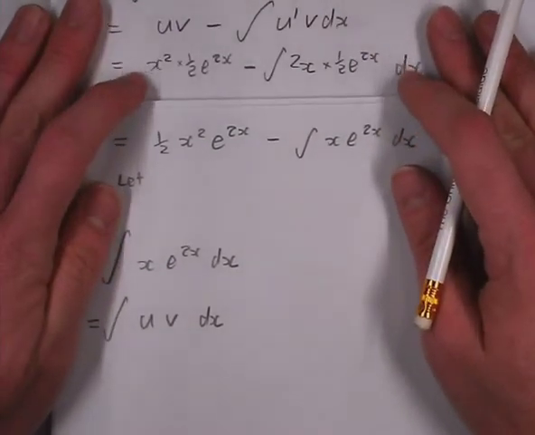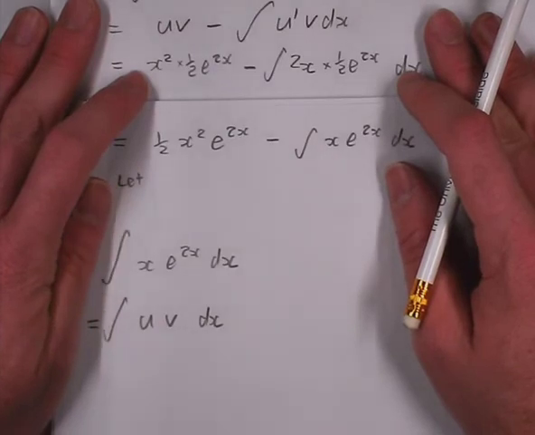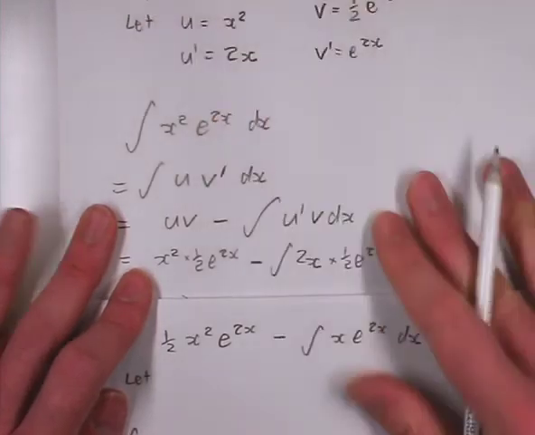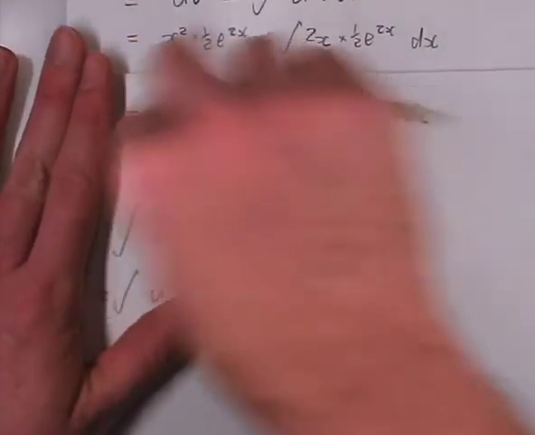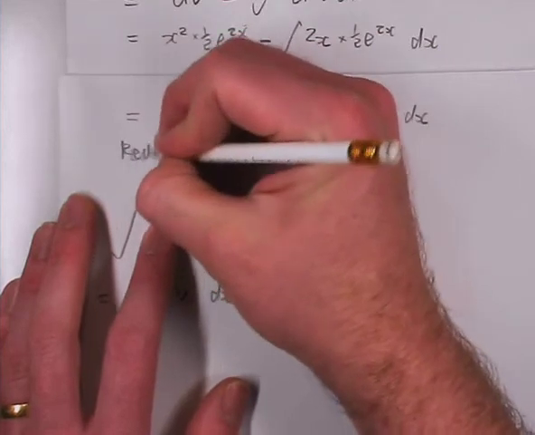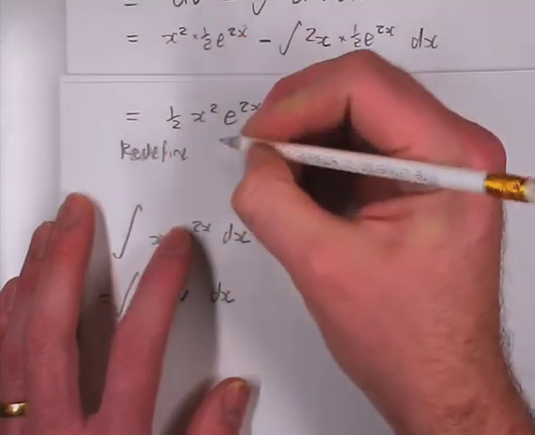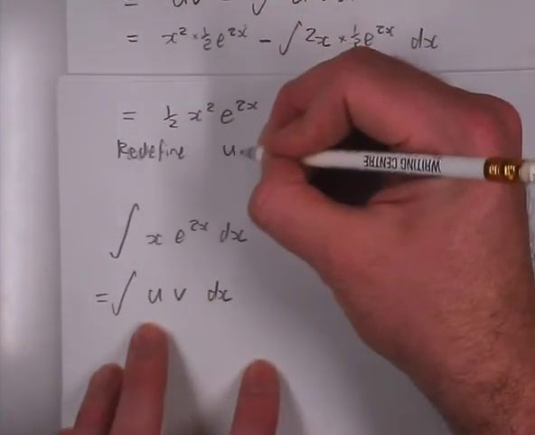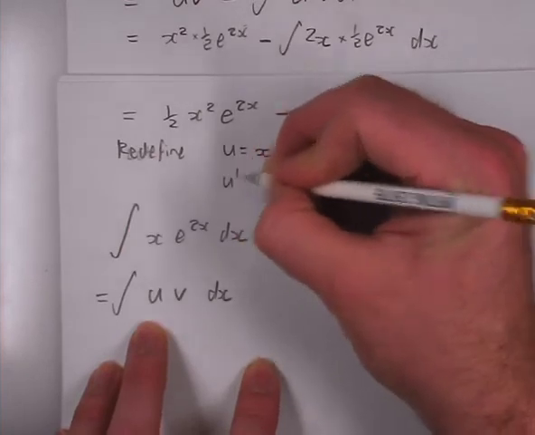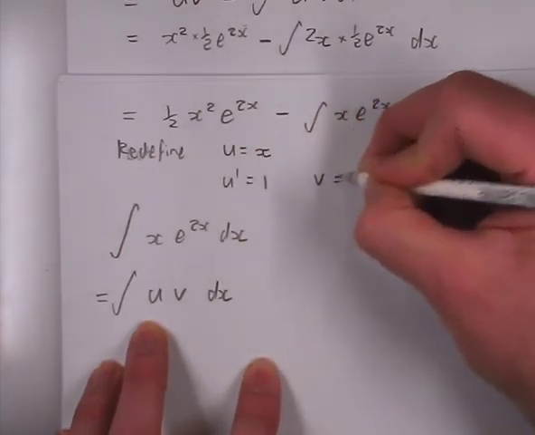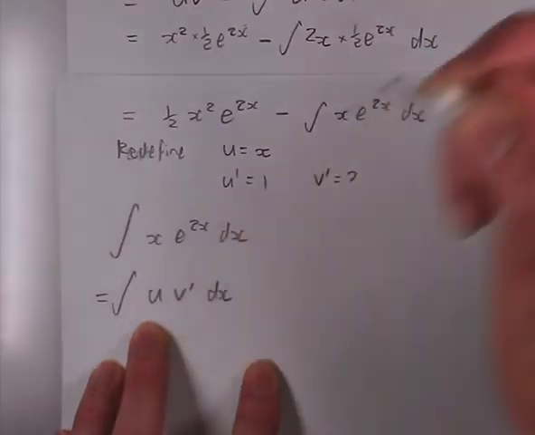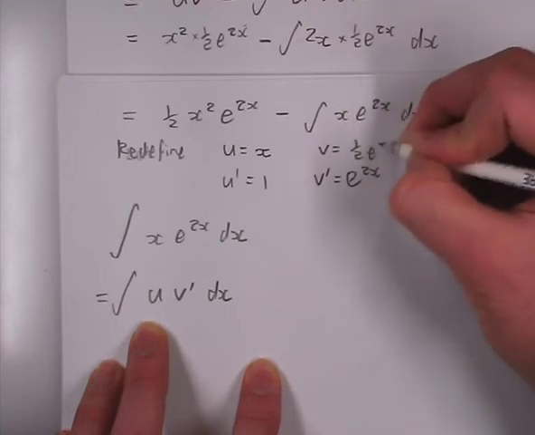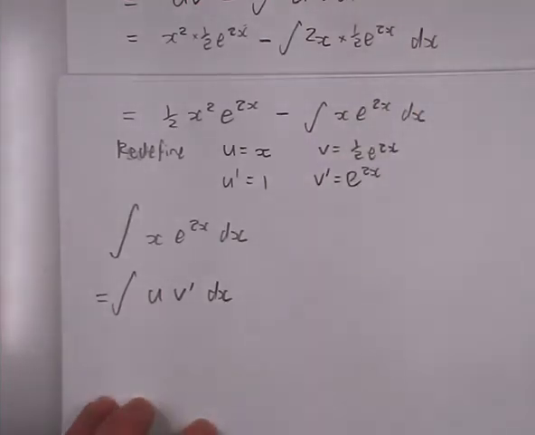Just my comment here is about mathematical writing. Technically, I've already used u and v, so I can't use them again. But I can just say here let, and here say redefine. And that's perfectly reasonable. Okay, so let's redefine. u is now actually x, and so u dashed is 1. v dashed is still e to the 2x. So v is a half of e to the 2x, exactly as we figured out before.